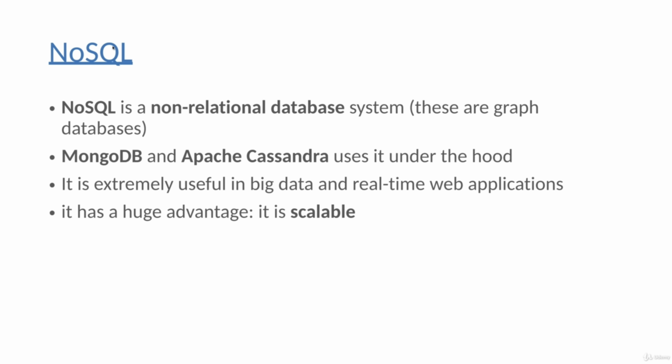Okay, what about NoSQL? NoSQL is a non-relational database system. This is what we talked about in one of the previous lectures, that we can use relational databases with tables, and there are non-relational database systems, for example graph databases. MongoDB and Apache Cassandra use NoSQL under the hood. It is extremely useful in big data and real-time web applications where we have to manipulate a huge amount of data. And of course, it has a huge advantage: it is massively scalable. This is why NoSQL is getting more and more popular with the advent of big data and real-time web applications.